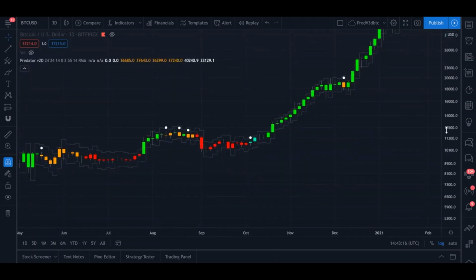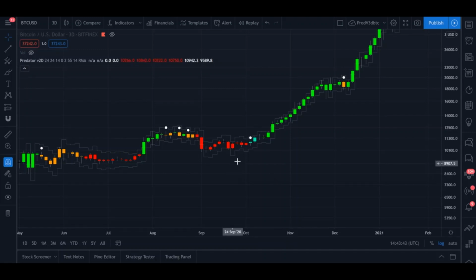Some other features of Predator. The white circles on the chart here indicate choppy price action. And so what they recommend is to actually ignore the current candle and wait for confirmation of the next candle before taking necessary action. So you can see in this example here, the next candle was also orange, so that would have still told us to exit our previous long position.